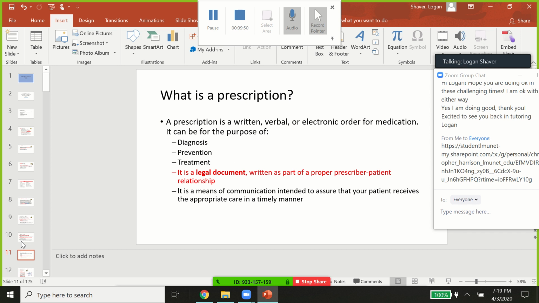What is a prescription? It's just a legal document written as part of a proper prescriber-patient relationship. I only include it because it's in red. I include every slide that's in red, but some of them are just kind of a given.